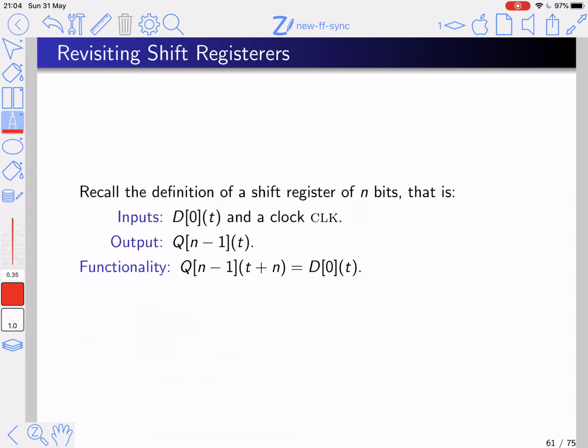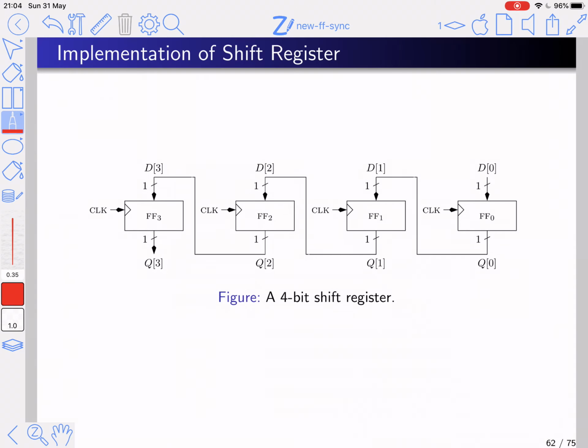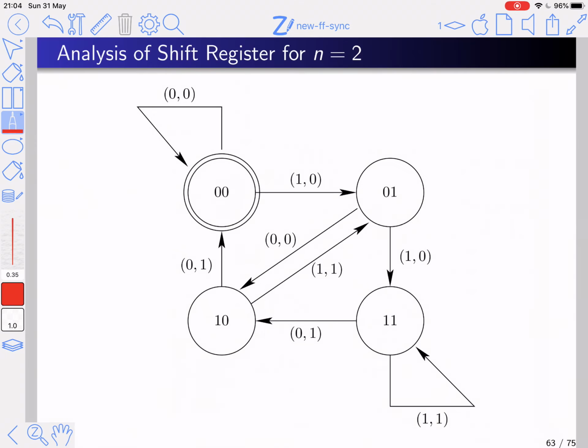Let's revisit shift registers. This was the definition of a shift register with n stages. Recall that q of n minus 1 at clock cycle t plus n equals the input d0 in clock cycle t. So you delay the input by n clock cycles. We propose the following implementation of the shift register. It's just a cascade of flip-flops. We saw this design, and now we want to perform an analysis.